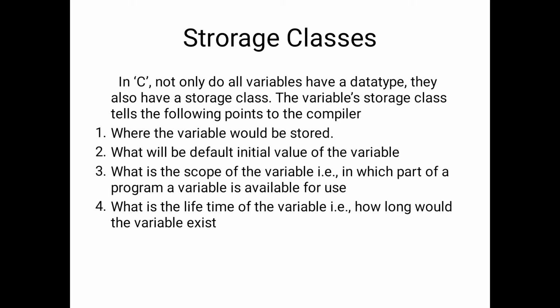These are: where the variable would be stored, what will be the default initial value of that variable, and what is the scope of that variable, in which part of the program a variable is available for use. And the last point is the lifetime of the variable, that is, how long the variable would exist. So these are the 4 points that are told by the storage class to the compiler. We will discuss them one by one.